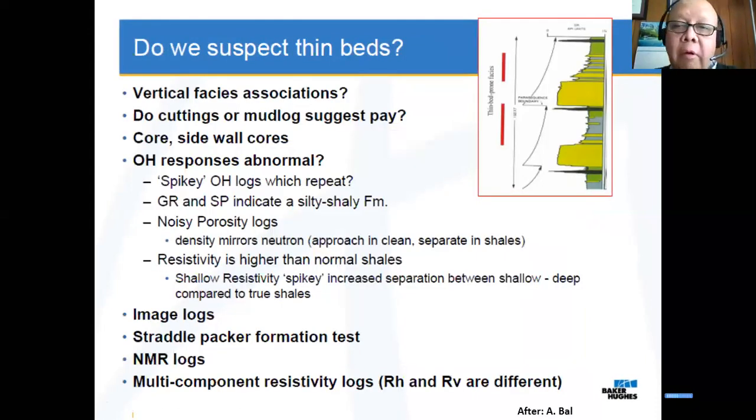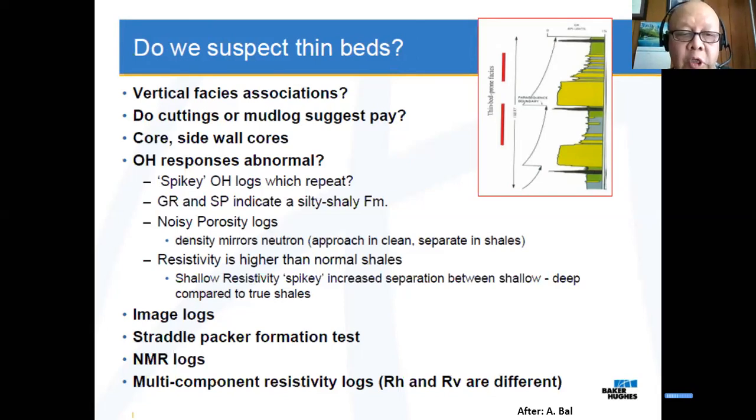So now, when we are looking at a set of logs or looking at the reservoirs, how do we identify that we have thin beds? We have vertical facies associations, or do we have cuttings and mudlog which are suggesting that we have hydrocarbon based sands, or we may have cores or sidewall samples, or if we look at the open hole logs, there may be some abnormal behavior which may indicate that we may have sand stringers inside the shale bodies.